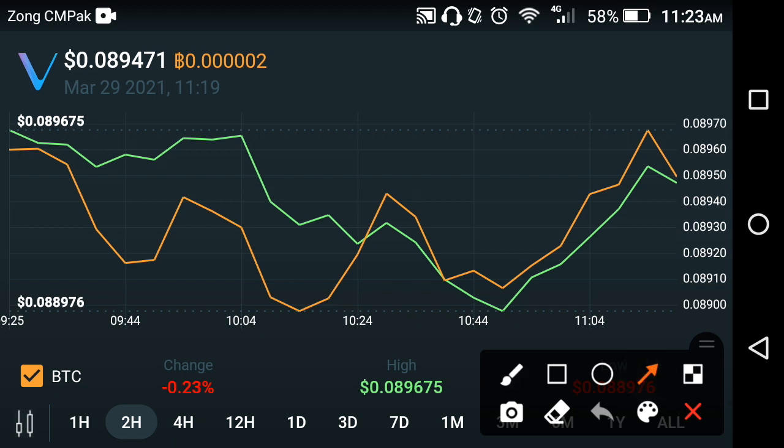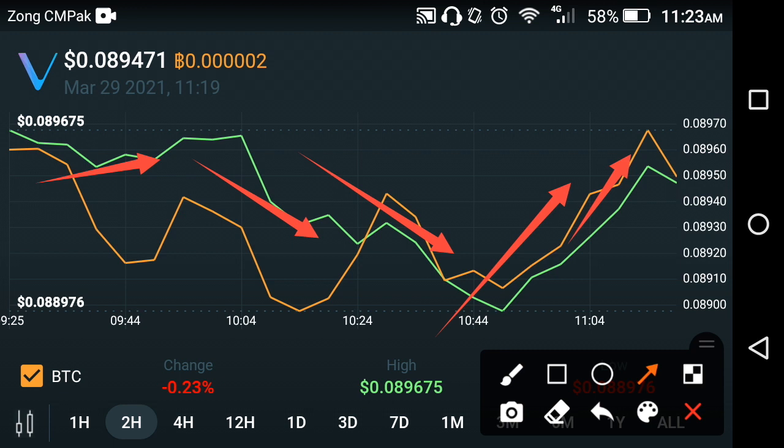So first of all, we see the chart analysis of Vechain capital for the previous 2 hours. As you can see, at the end the graph falls down, and in the middle of the last hour it was jumping upward, but currently it is falling down. Now let's see what changes occurred in the Vechain capital in the previous 2 hours. So here are the changes of Vechain capital.